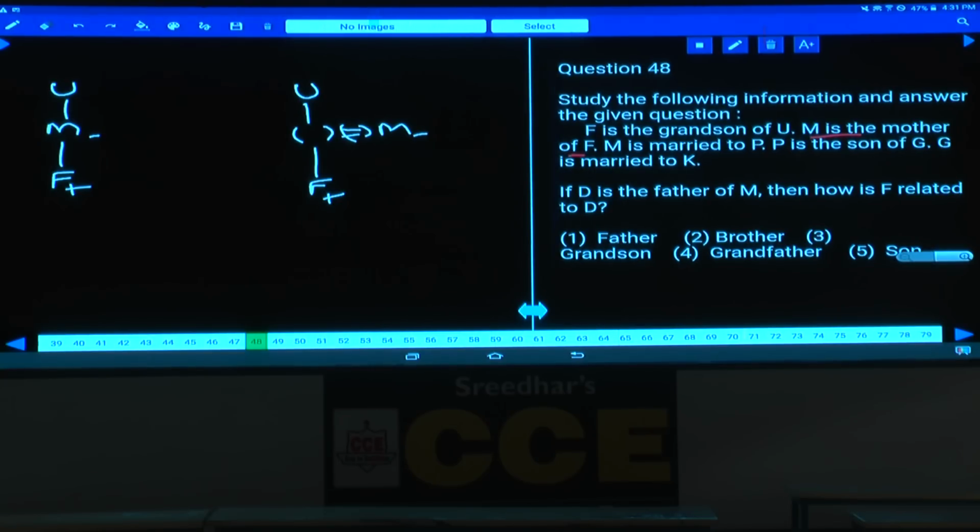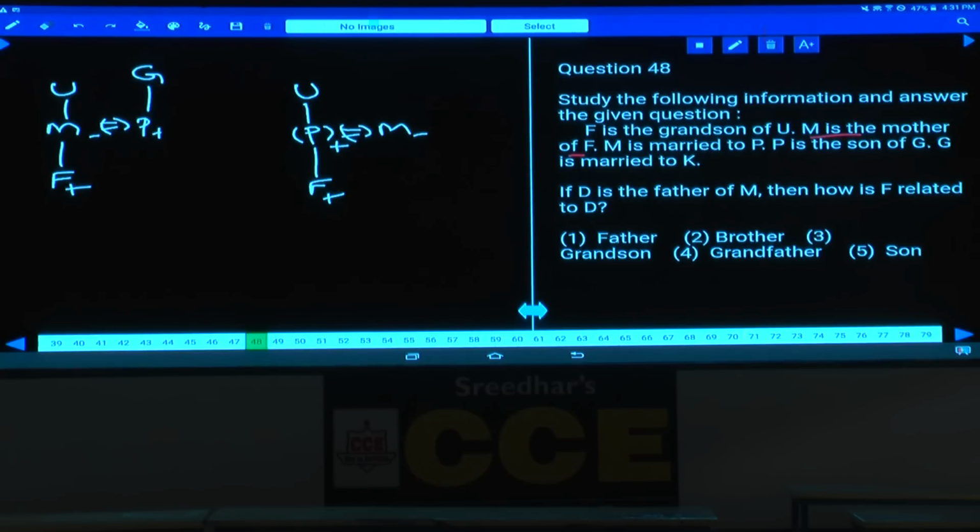M is married to P. As M is married to P, M is a female, P is a male. And P is the son of G. Now this P is the son of whom? P is the son of G. In this one, G will be here, P is the son of G.